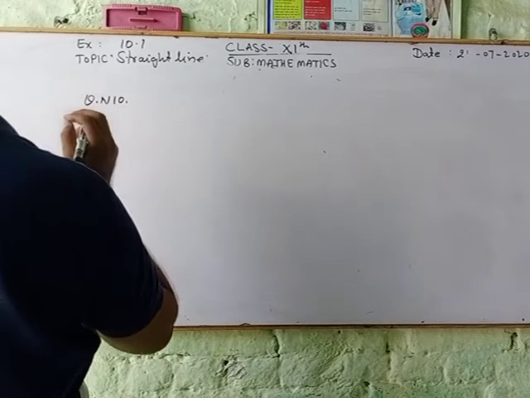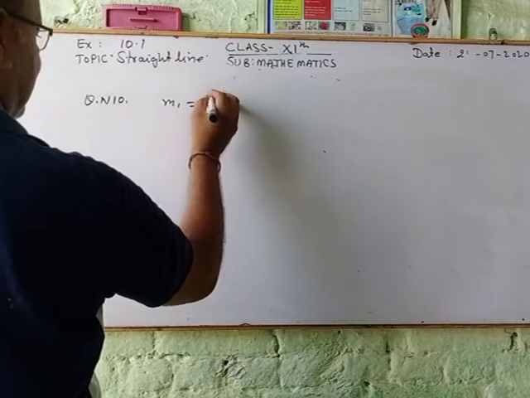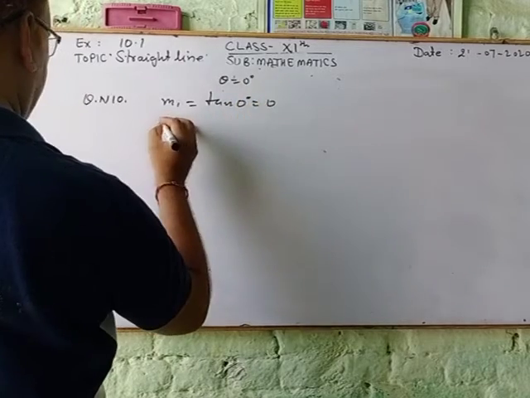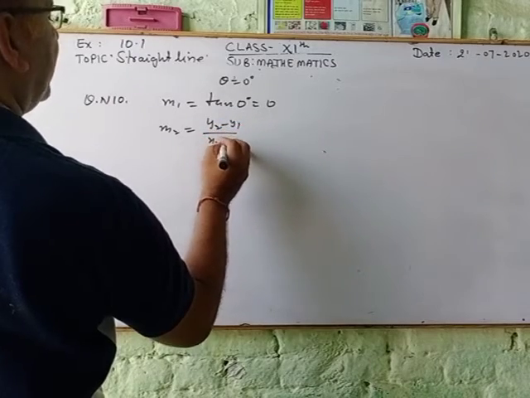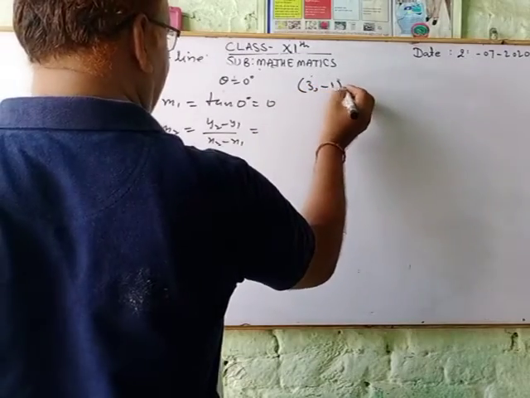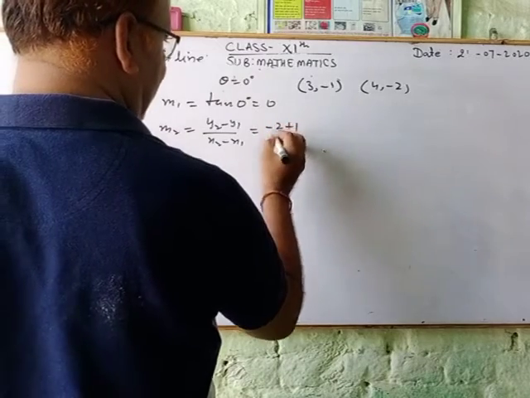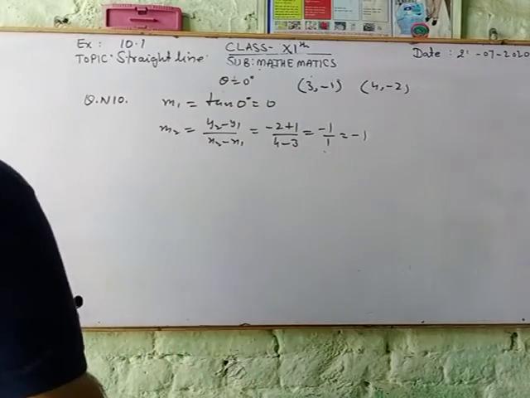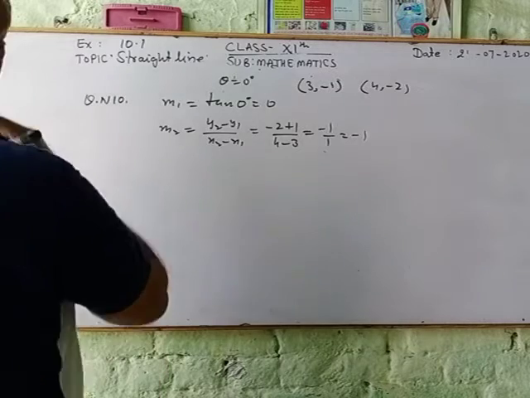Find the angle between the x-axis and the line joining these points. So m1 becomes tan 0 degree, theta becomes 0 degree, so m1 equals 0. And m2 equals (y2 minus y1) upon (x2 minus x1). We are given the points (3, -1) and (4, -2). So m2 is (-2 plus 1) upon (4 minus 3), that is -1 upon 1, that is -1.